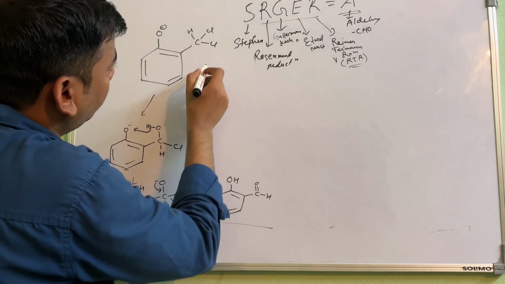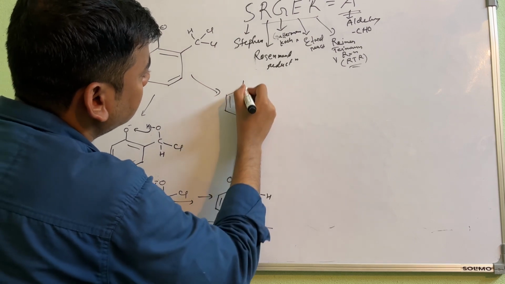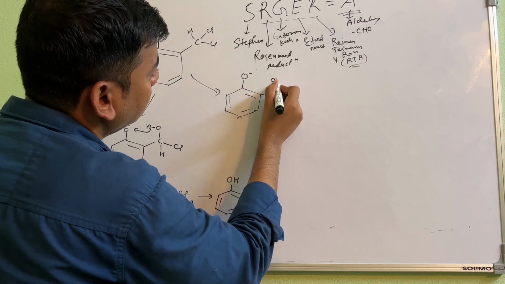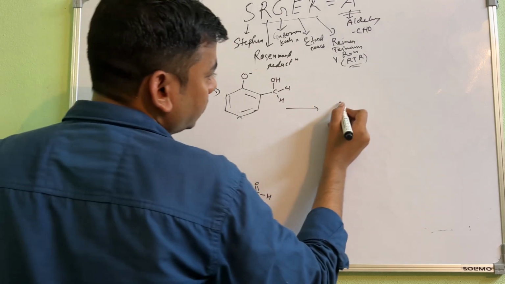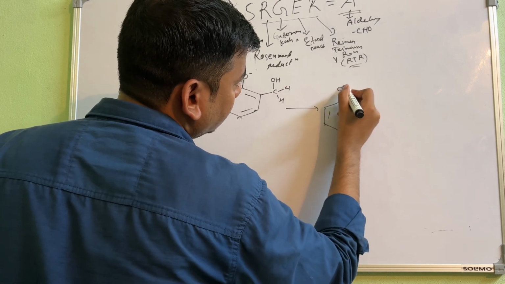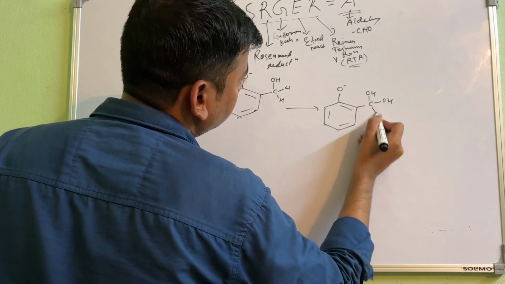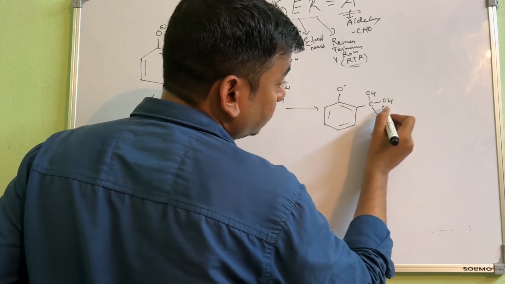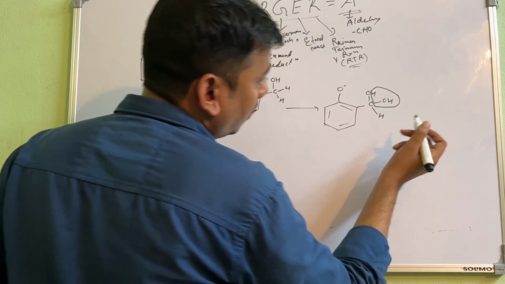Another method is one OH will come, one Cl is replaced. One Cl is replaced, another Cl is there, hydrogen is there. Again, one more OH minus will come since base is there. So it will produce O minus, OH, OH. Two hydroxy groups on the same carbon is not stable. From here, hydrogen will leave, that means water will release.